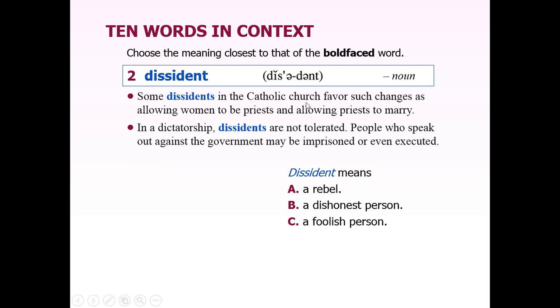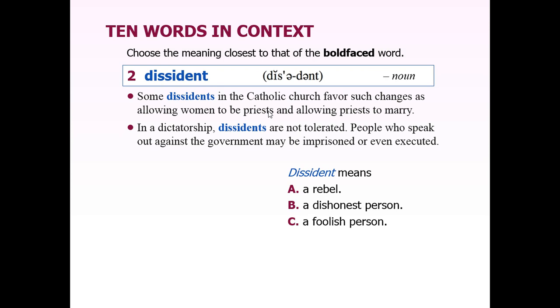Number 2, descendant. Some descendants in the Catholic Church favor such changes as allowing women to be priests and allowing priests to marry. So what descendants? Again, what stands out here is changes, such changes. So obviously descendant has to do with changes. Would that mean a rebel, a dishonest person, or a foolish person? If we try to plug in foolish, some foolish person in the Catholic Church favors such changes as allowing... No, not indicating that.